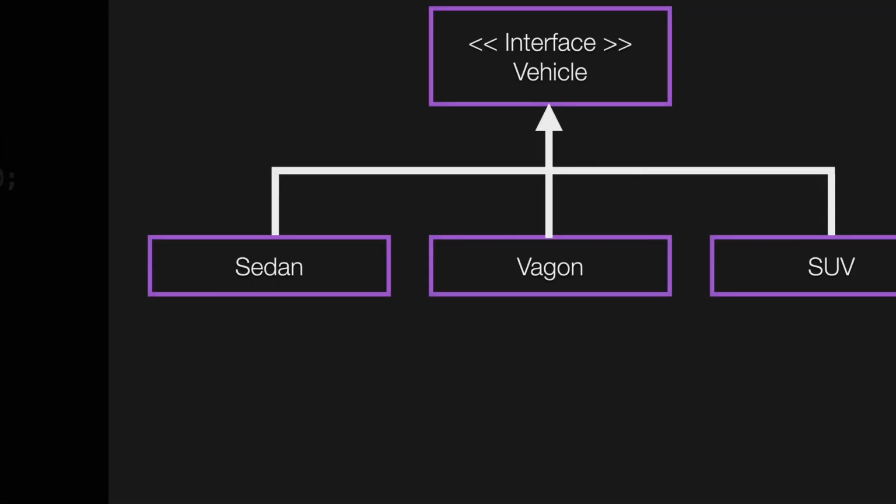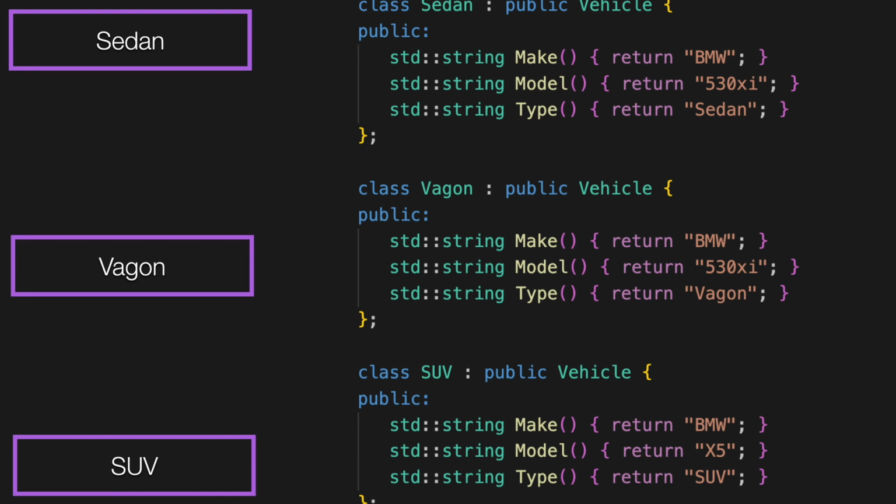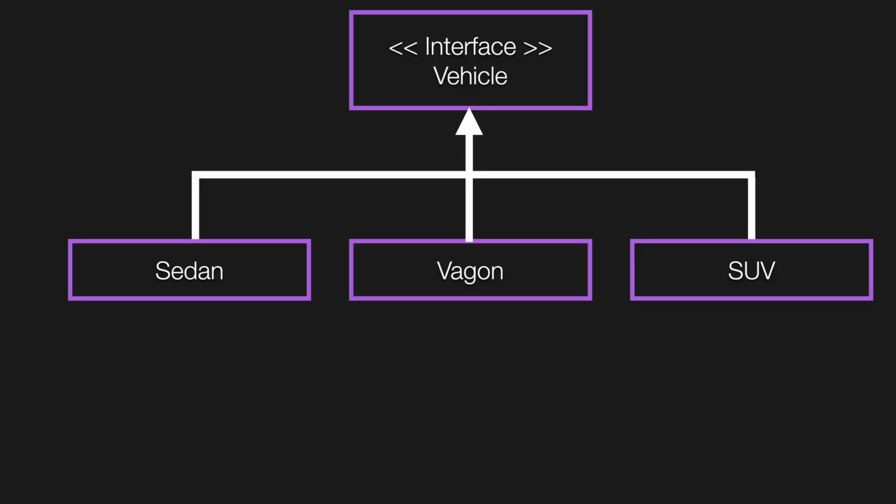So here we can see we're going to be creating wagon, sedan, and SUV classes, all inheriting from our main vehicle class. Each of these classes will be described as follows. They'll have a make, model, and type, and each one will have the appropriate values. In this example, we have BMW for the make for each one, we have a 530 for the sedan and the wagon, and for the SUV, it's an X5 for the model, and the type is SUV.